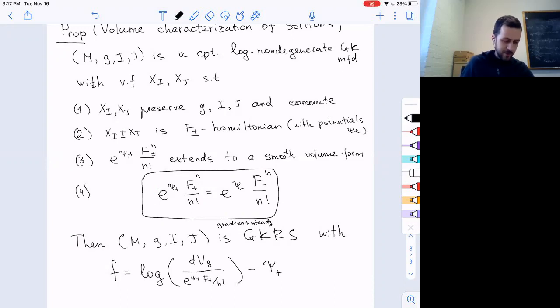So it's specific. I deliberately wrote, sorry, I meant to remove this function. Or I can put e to the psi plus here if you would like to.